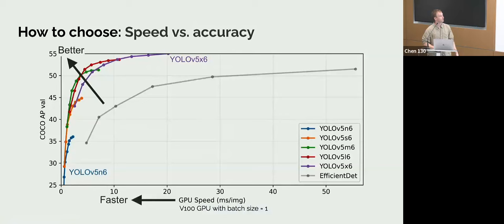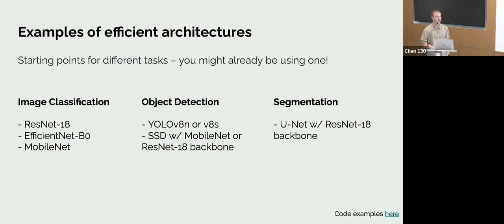And so some examples of efficient architectures, just so you know what to look for. Honestly, most of you are already using these. I think most people started with a fairly lightweight model so that they could iterate more quickly. For classification, you could use a ResNet 18, an EfficientNet B0, or a MobileNet. These are the smaller versions of these models.